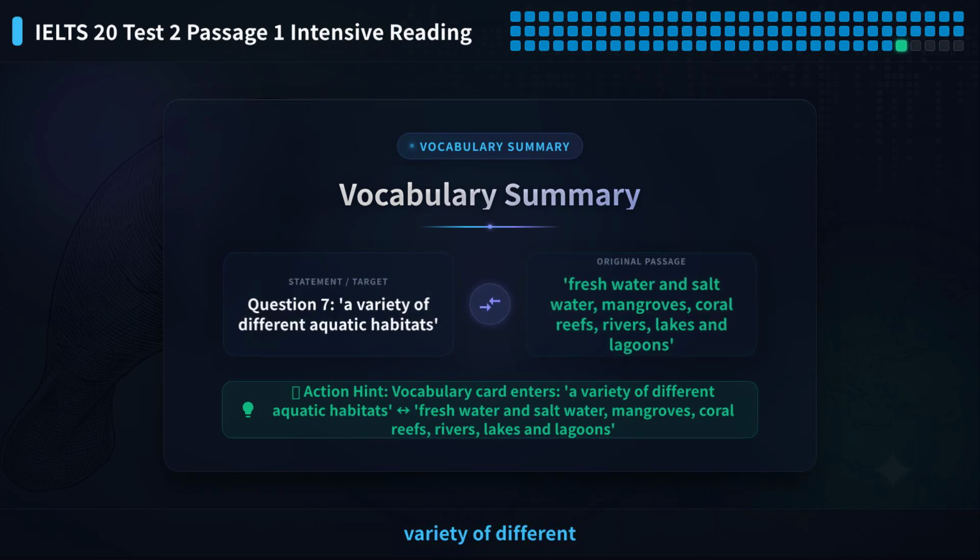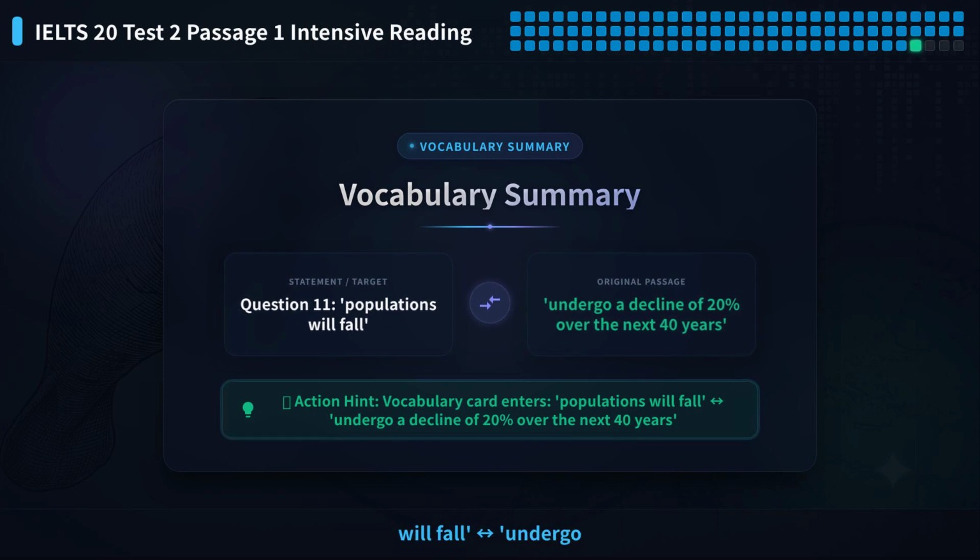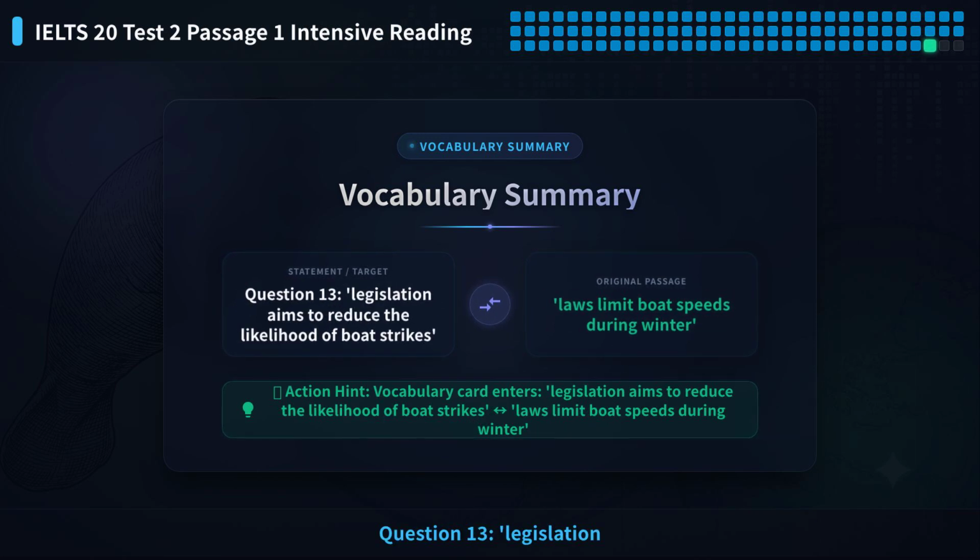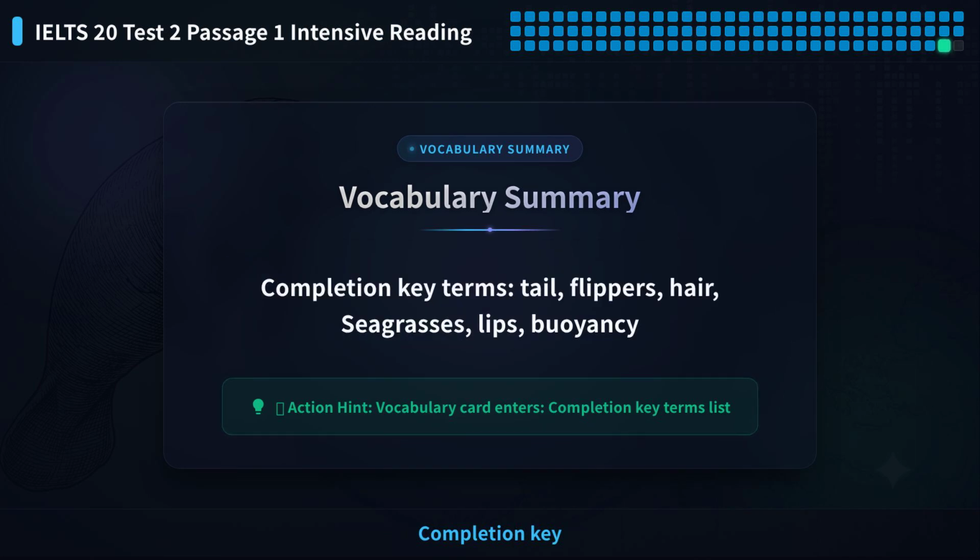Question 7. A variety of different aquatic habitats is paraphrased by fresh water and salt water, mangroves, coral reefs, rivers, lakes and lagoons. Question 11. Populations will fall is paraphrased by undergo a decline of 20% over the next 40 years. Question 13. Legislation aims to reduce the likelihood of boat strikes is paraphrased by laws limit boat speeds during winter. Completion key terms: tail, flippers, hair, seagrasses, lips, buoyancy.